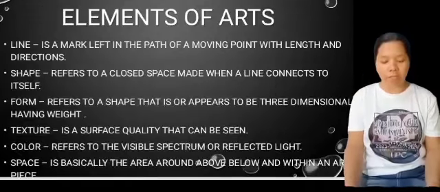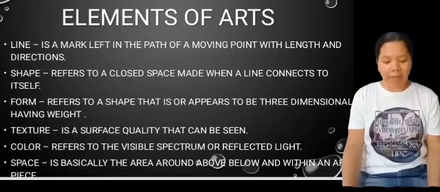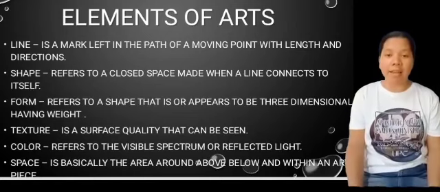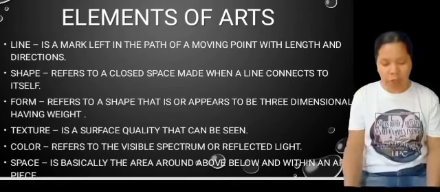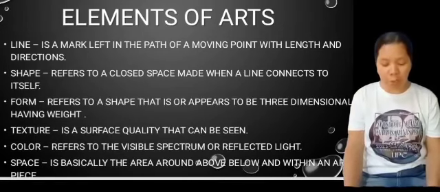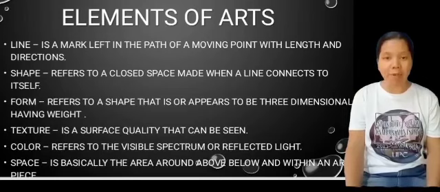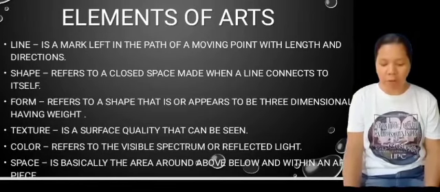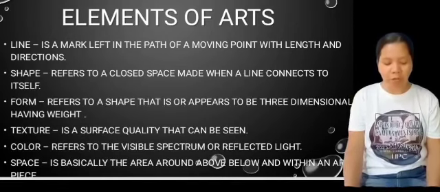Elements of arts. Line is a mark left in the path of a moving point with length and directions, and it can create an outline or contour. Shape refers to a closed space made with a line connects to itself. Form refers to a shape that is or appears to be three-dimensional, having weight. Texture is a surface quality that can be seen.